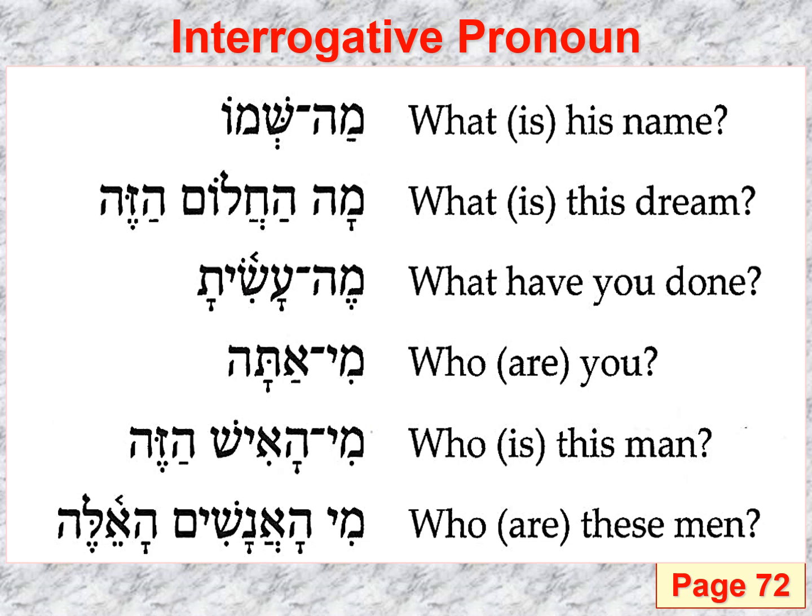this one, and then we have to again smooth it out into English. How about asking someone, you haven't learned the verb form here, but here we see the interrogative pronoun with the segol hey, ma asita, ma asita. What have you done? Or mi ata. Who are you? Mi ata.